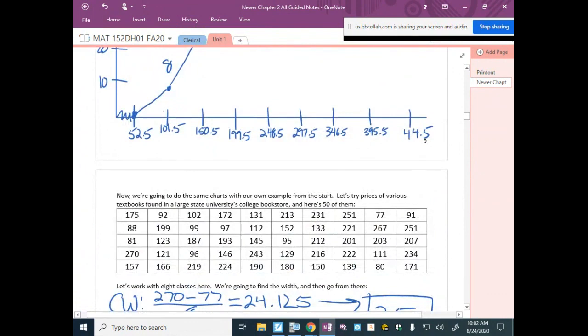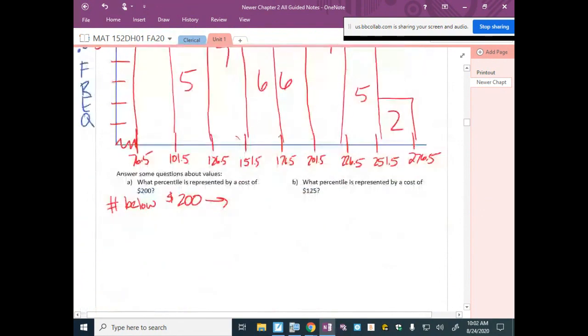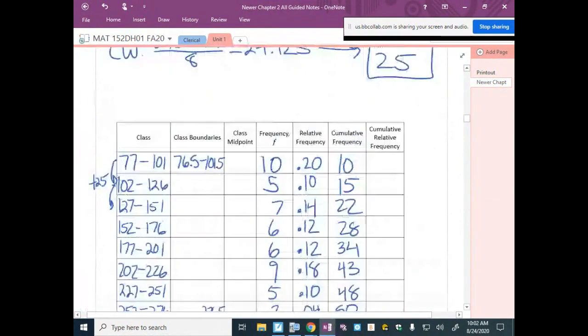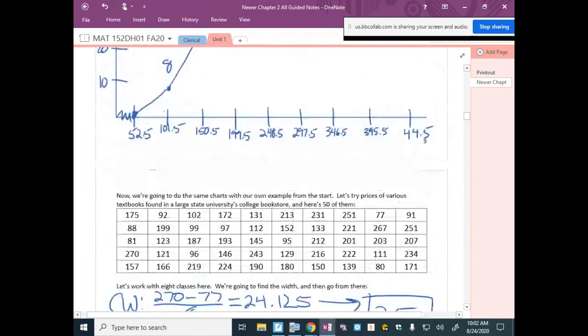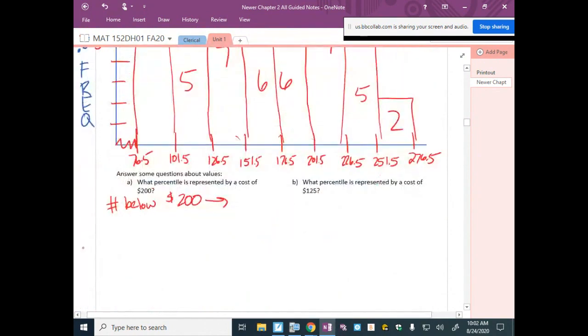Let's see, was there 200 in here? Well, here's a good thing about making this. Here's 201.5. Now, that does include the $201 textbook, but there were 34 below that, but there was that one that was $201. So, by my calculation, there were 33 of them. So you'd have 33 over 50 times 100%. So that would be the 66th percentile.